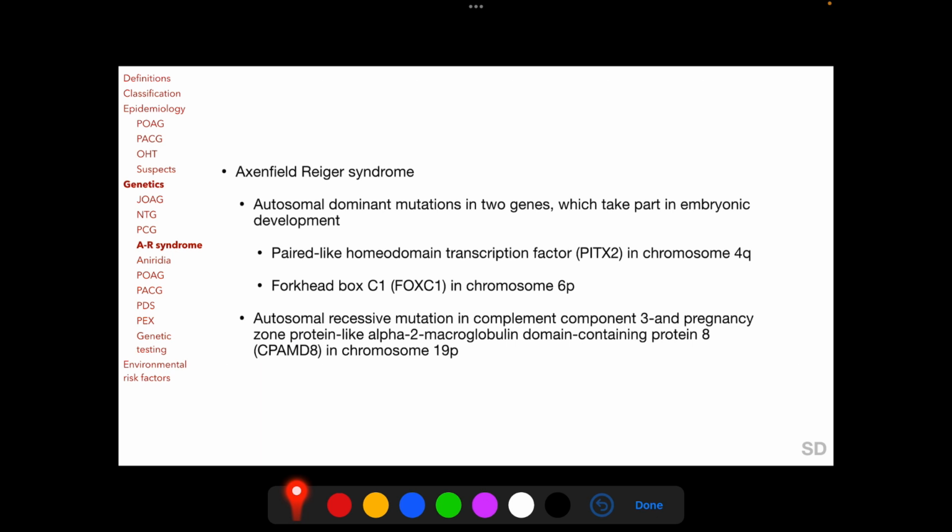Axenfeld-Rieger syndrome has been known to be caused by autosomal dominant mutations in 2 genes, PITX2 and FOXC1. Recently, autosomal recessive mutation in CPAMD8 gene has also been found to result in Axenfeld-Rieger syndrome.